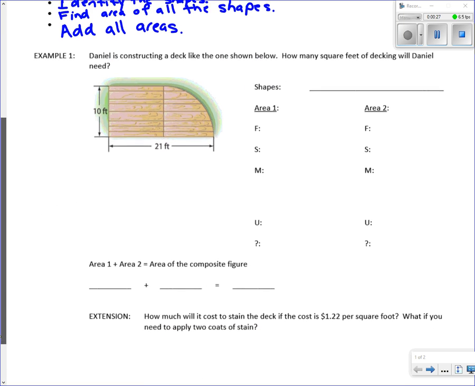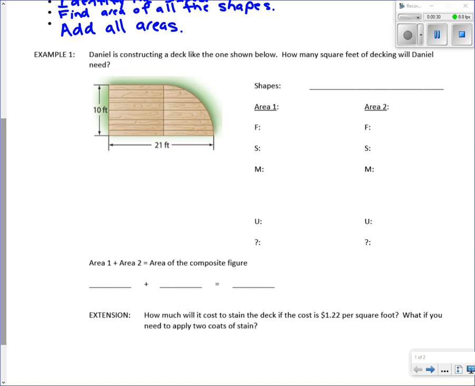Okay, so I'm going to do example 1. Daniel is constructing a deck like the one shown below. How many square feet of decking will Daniel need? So it looks like we have a square and a quarter circle, but let's test that. If we know that this is a quarter circle, and from here to here is 10 feet, then we know from here to here has to be 10 feet because the radius never changes.